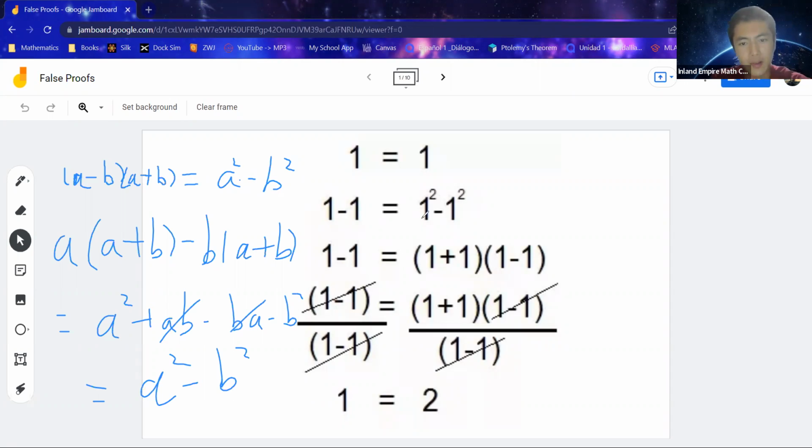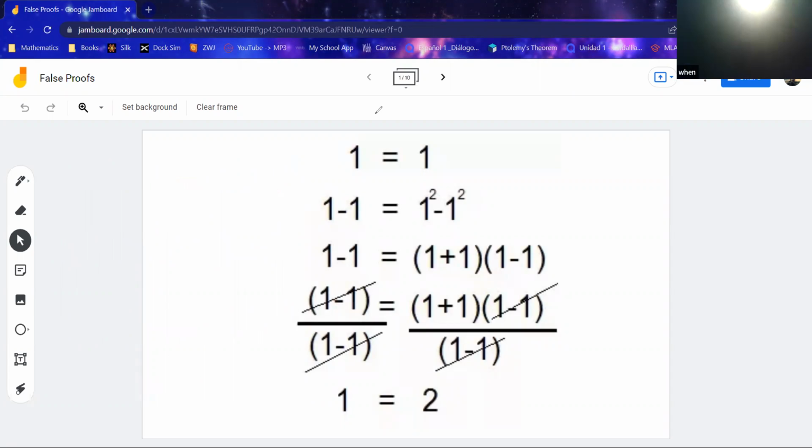So therefore, when we see 1 squared minus 1 squared, we can use this factorization to put it as 1 plus 1 times 1 minus 1. Does that make sense? The factorization? Yes. All right, great. So anyways, you use the factorization and you put the right-hand side as 1 plus 1 times 1 minus 1. And then since both sides have a 1 minus 1, you cancel them by dividing by it. And you end up with 1 equals 2.